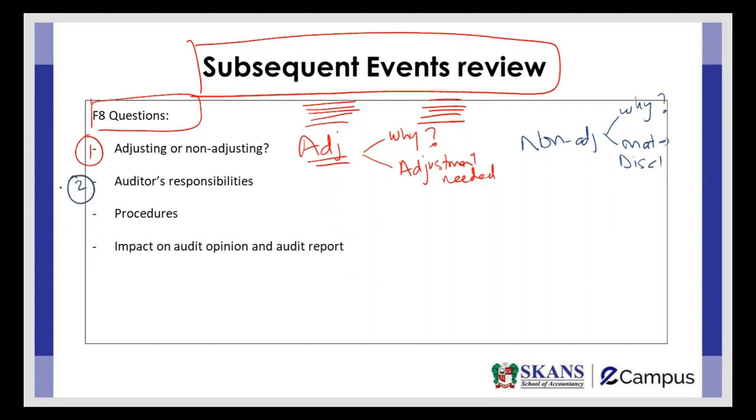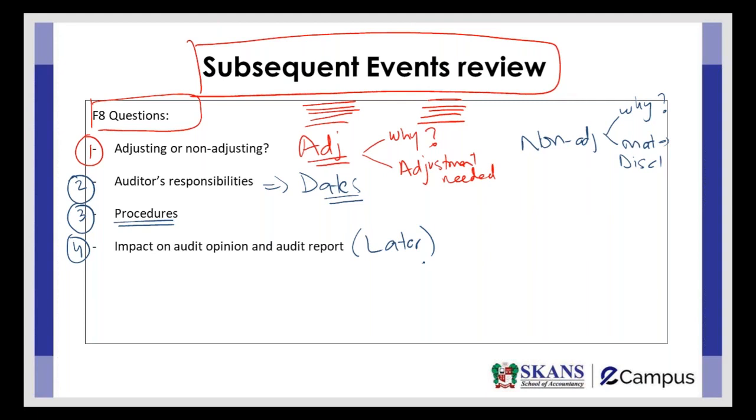You might also be asked to explain auditor's responsibilities. For these, you will have to evaluate the dates that are given and then you can come up with your answer. We'll be discussing the responsibilities, etc. You will always be asked for procedures. You'll have to be very specific about understanding what procedures are being asked. Are there procedures to identify events, or are there procedures on the event which is given in the scenario? And last but not the least, you might be asked to explain the impact on audit opinion and audit report. This is not what we're doing today. This is what we'll be doing tomorrow. So in any question on subsequent events, these are the 4 issues that we could be tested on.